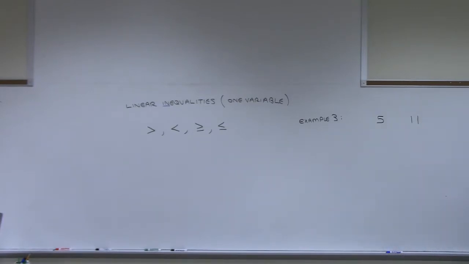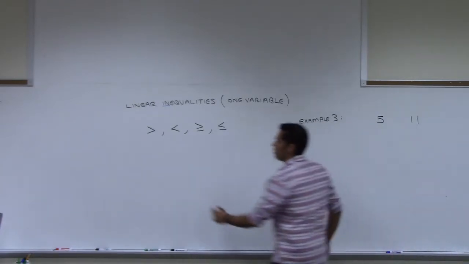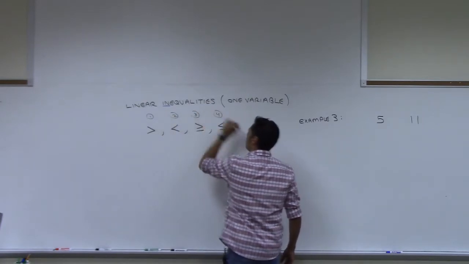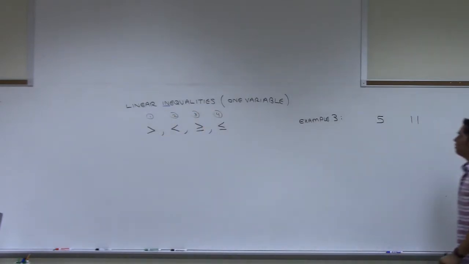11, right? 11 is bigger. So which symbol would we use? Let's call this the first one, the second one, and third one, and fourth one. So which symbol would we use there between those two? 2. We'd use symbol 2, right? That one right there.